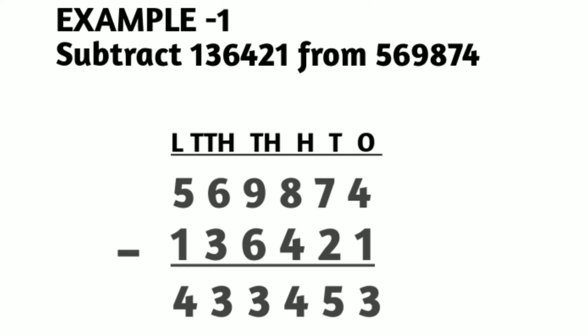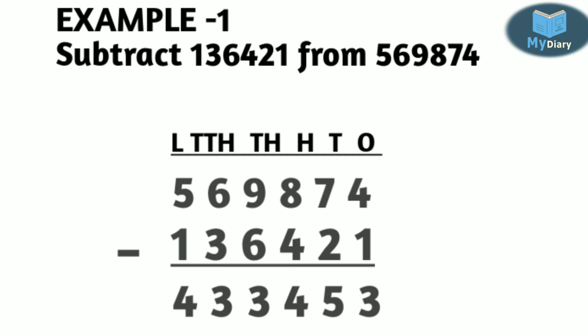Subtract tens. 7 tens minus 2 tens is equal to 5 tens. We write 5 under the tens place. Subtract hundreds place. 800 minus 400 is equal to 400. We write 4 under the hundreds column. Subtract thousands place. 9000 minus 6000 is equal to 3000. We write 3 under the thousands column.